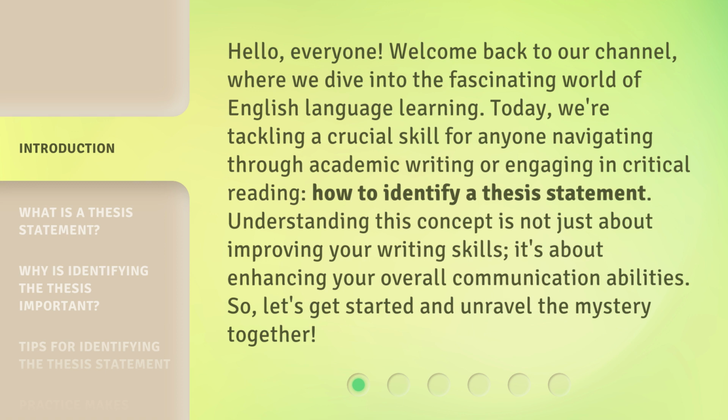Today, we're tackling a crucial skill for anyone navigating through academic writing or engaging in critical reading: how to identify a thesis statement. Understanding this concept is not just about improving your writing skills, it's about enhancing your overall communication abilities. So, let's get started and unravel the mystery together.